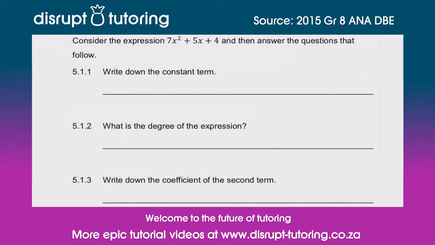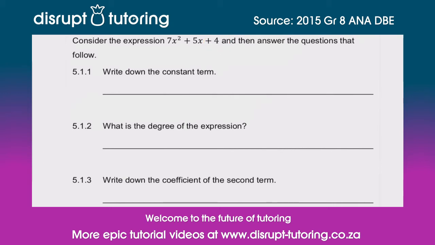We also identify that we've got two types of variables. The first variable is x squared. The second type of variable is x. Why are those variables? Because they can change. We also notice that for our x squared, our coefficient, which is the number in front of the x squared, is 7. We notice that our coefficient of x is 5, the number in front of the x. And then we also notice that we've got a constant term of 4.